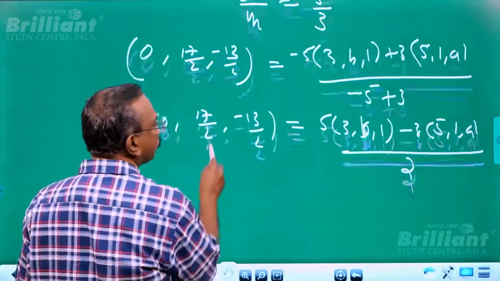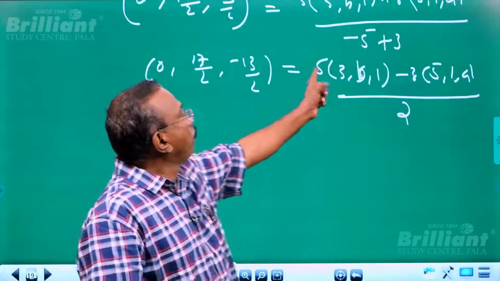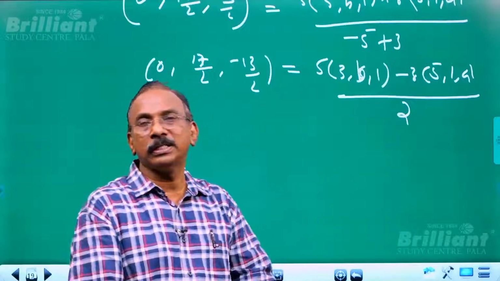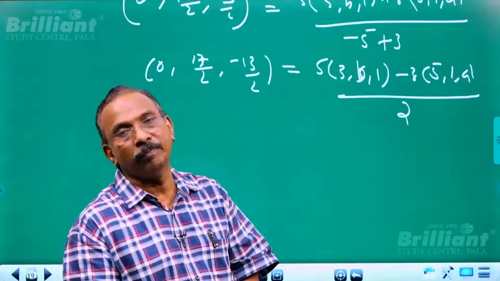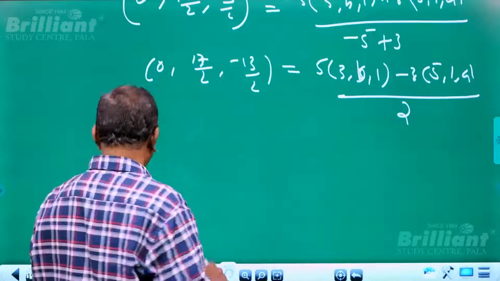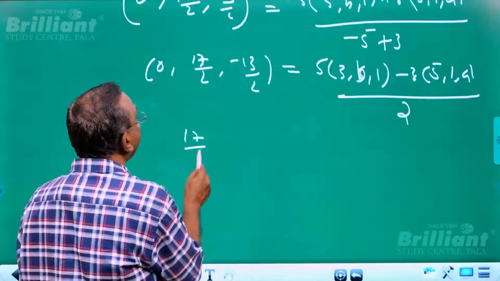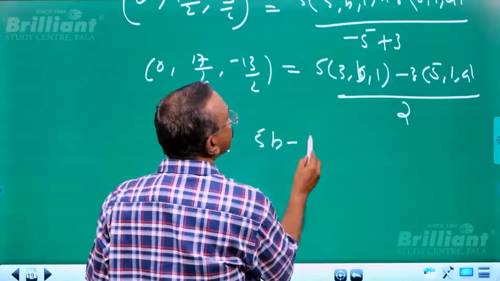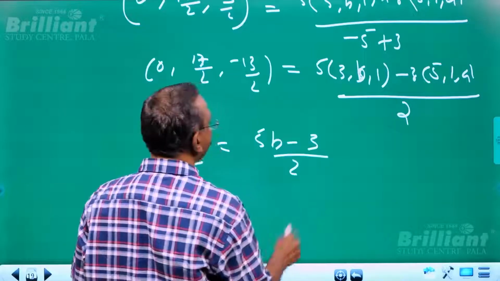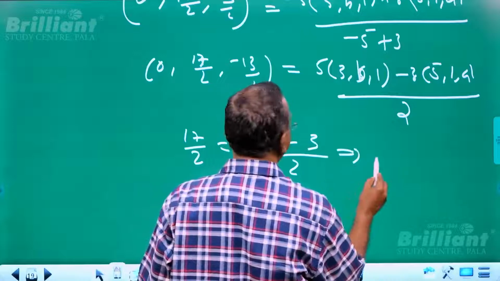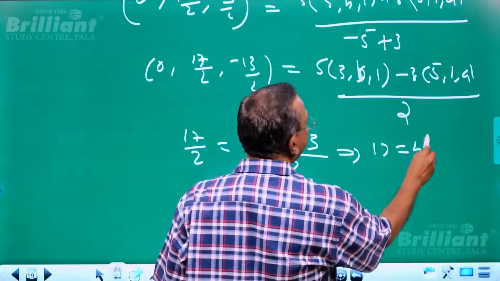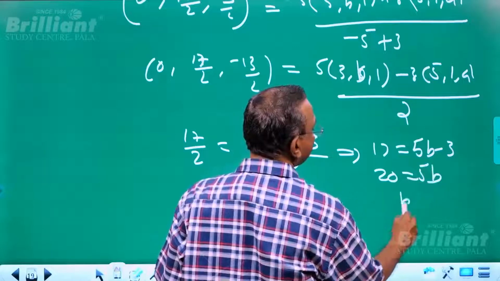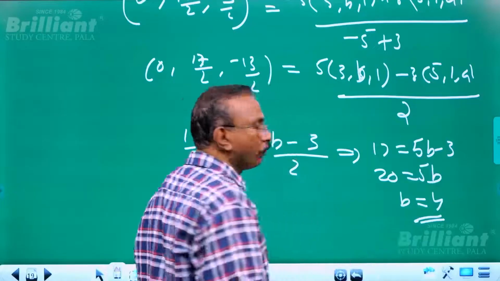So equating these equations. Look here, 5 into 3, 15. 15 minus 15 becomes 0, you got already. This is the condition for that L and M. Now you can connect it with 17 by 2, our y coordinate. This will be (5B minus 3) divided by 2. So this implies that 17 is equal to 5B minus 3, or 20 is equal to 5B, or B is equal to 4. So you can find B is equal to 4.